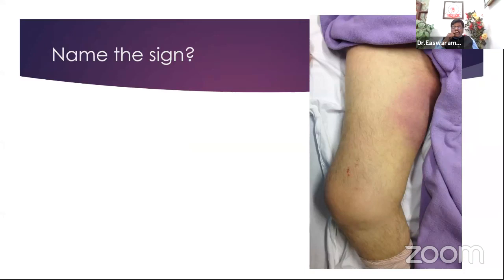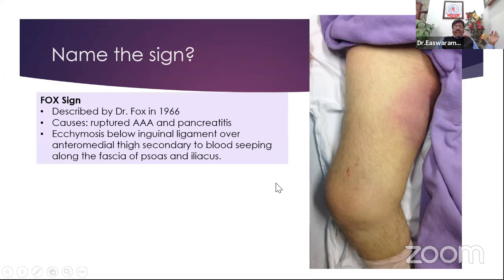So this is probably the last slide, I think. What is the sign depicted here? Anybody? There is ecchymosis on the inner upper aspect of the right thigh. You have seen ecchymosis of the umbilicus, Cullen sign, ecchymosis of the loin, Grey Turner sign, and last time also you have seen some other sign. Okay, here is a Fox sign. This is called a Fox sign, a sign of retroperitoneal bleed. Sometimes the blood can track even below the inguinal ligament over the anteromedial aspect of the thigh like this. Okay, that is Fox sign.